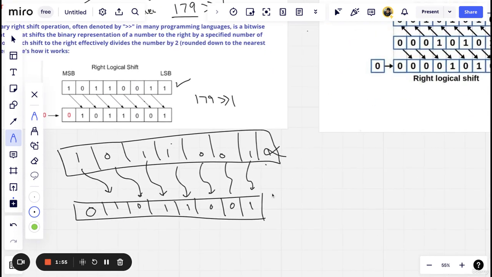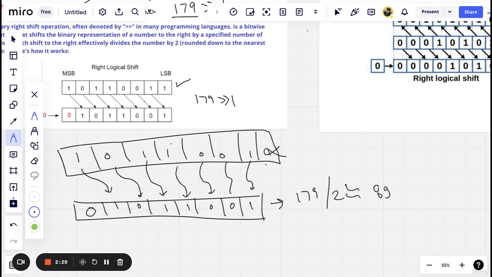And then this number we will convert to decimal. So this will be what? Actually 179 divided by 2, and the nearest or the floor value of this. So what is 179 divided by 2? It is actually 89.5, but we will take the floor value, so our answer is 89.